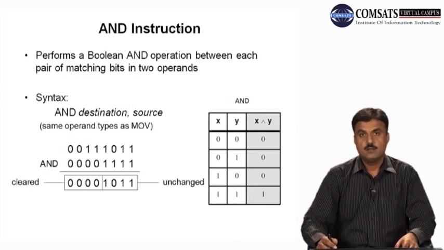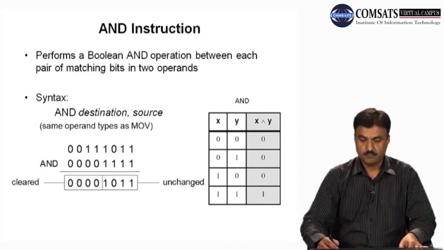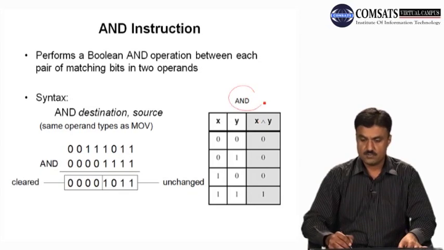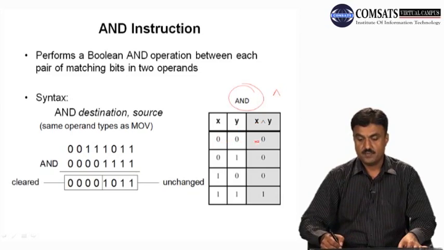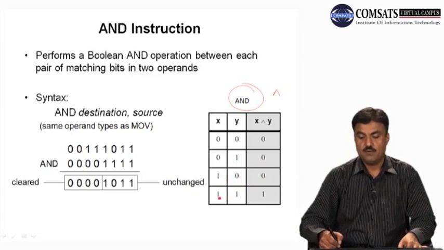Now the first Boolean instruction that we will discuss is the AND instruction. Here you can see the truth table for the AND operation. If we have Boolean values like two variables x and y, and this is the sign for the Boolean AND operation. If x and y are both 0, and we perform AND, the result will be 0. If it is 0 and 1, then the result will be 0. If it is 1 0, then it will be 0. And for 1 1, it will be 1.